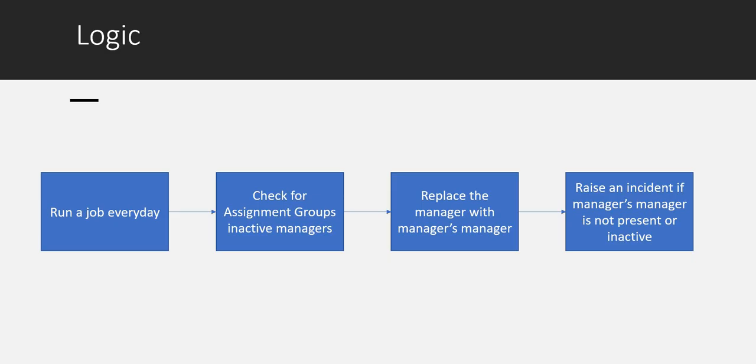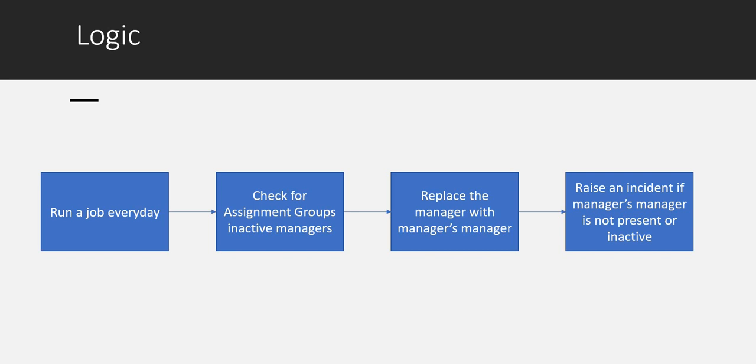And to ensure this, we will be creating a flow and we will be discussing the logic in a second. So the logic of our flow designer would be, we will be writing a job in flow which will run at a certain time, maybe in non-business hours, and then we will be checking for all the assignment groups which have inactive managers. So we will be doing a lookup here, and thirdly we will be replacing the current manager with manager's manager. And if we don't have a value there or if it is empty, we will be raising an incident to the service desk team and let them handle that scenario, because they will have to look in manually for a manager who should be in that assignment group.